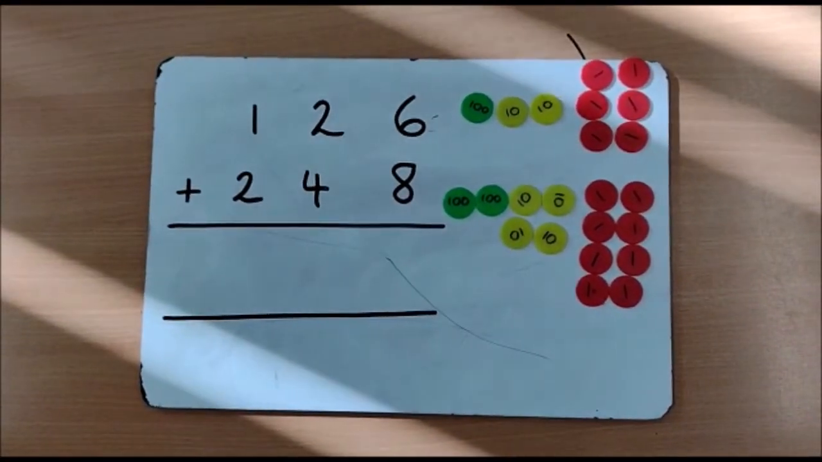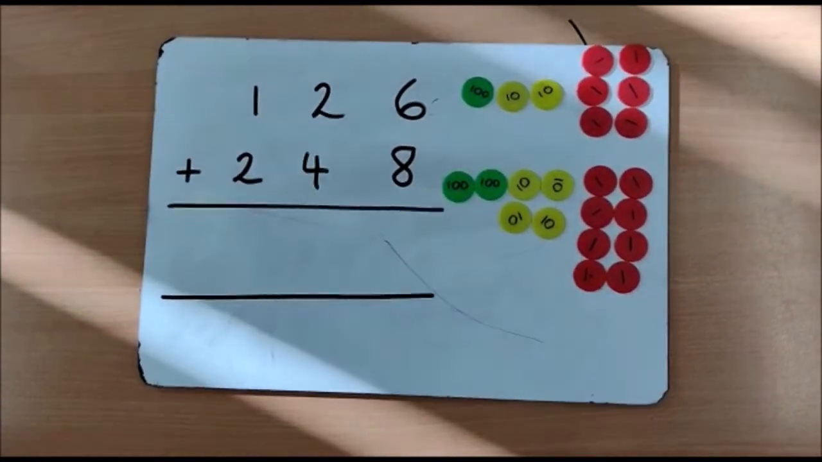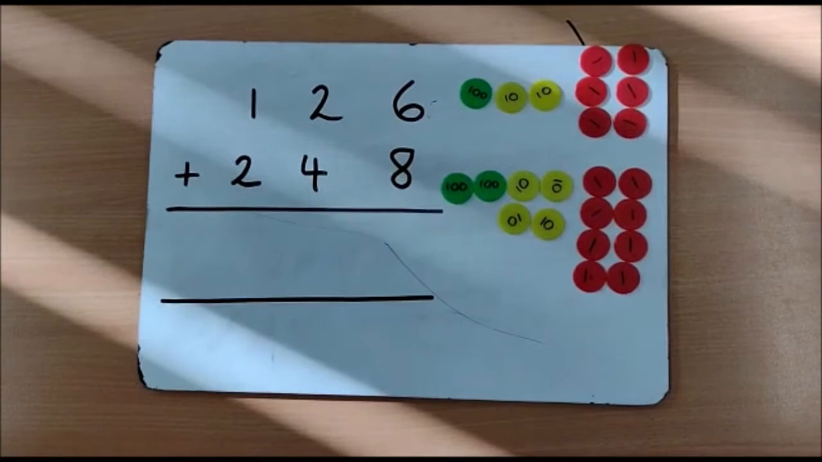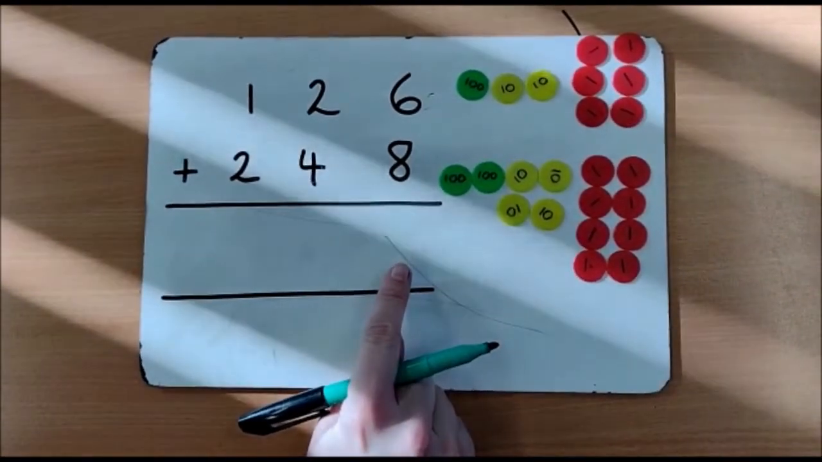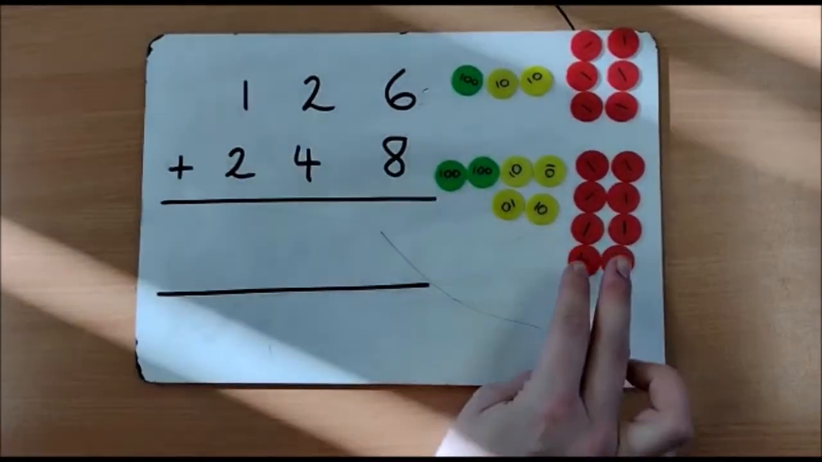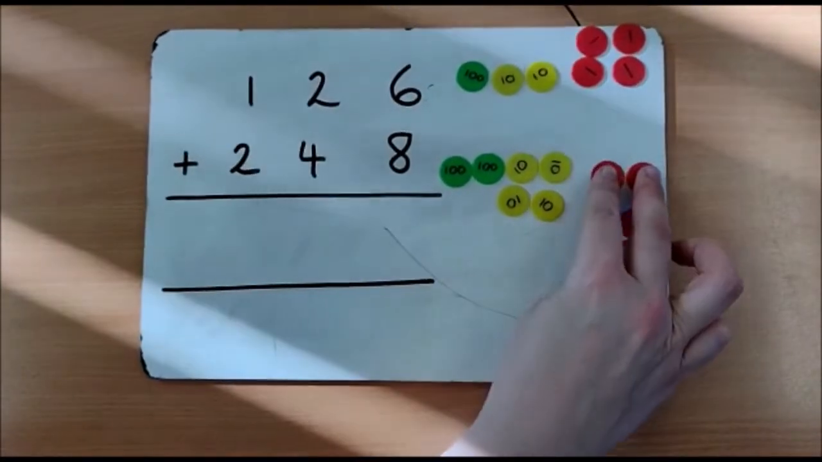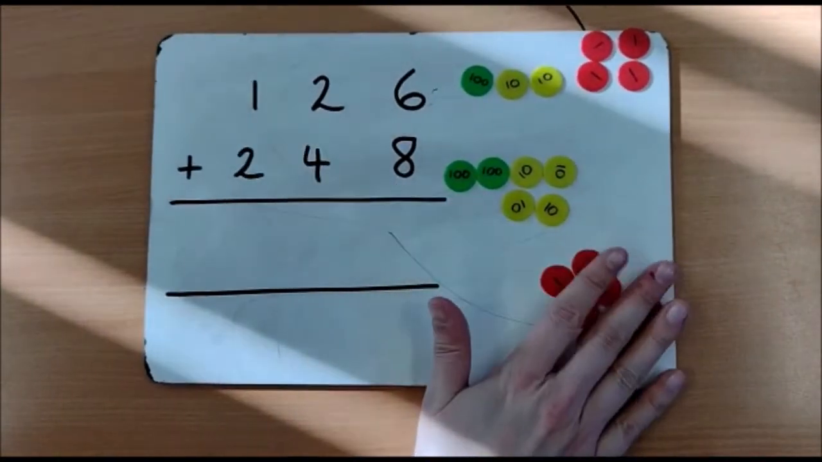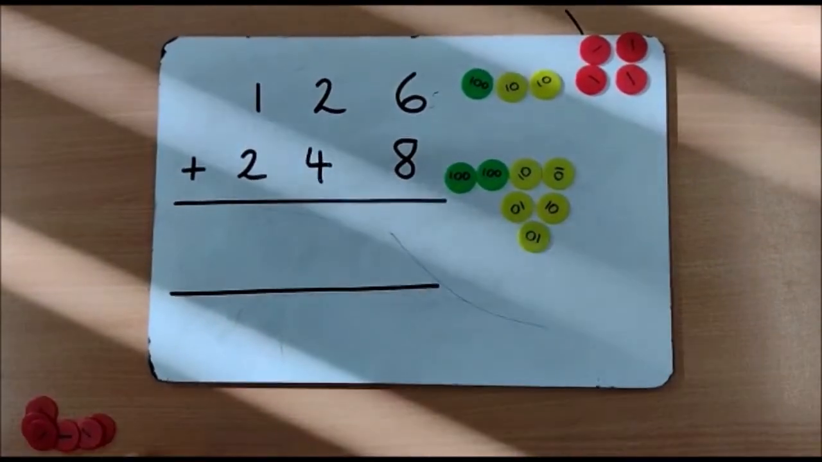In Year 3, children will continue to use formal written methods and will need to be able to add two 3-digit numbers. We start here in the smallest column. In the ones column, we can make a group of 10 and we need to regroup these. So we have 2, 4, 6, 8, 10. I take these away and I will regroup them as one group of 10.